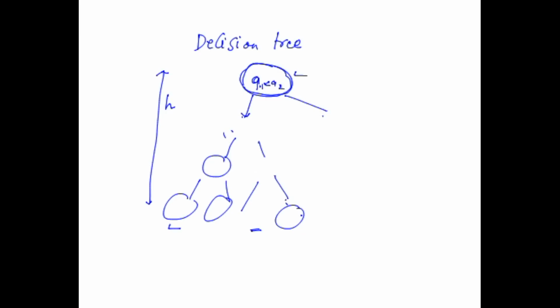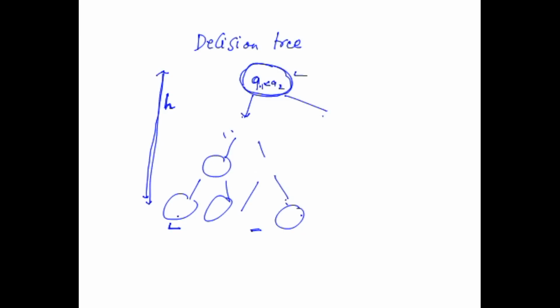Let's say that h is the height of the tree, and your sorting algorithm will terminate when you reach the leaf node. So you have to start at the root node and reach the leaf node. So the number of comparisons that you end up doing is exactly equal to h.